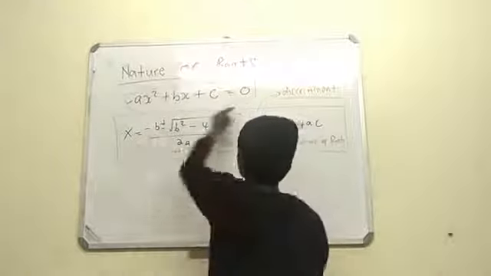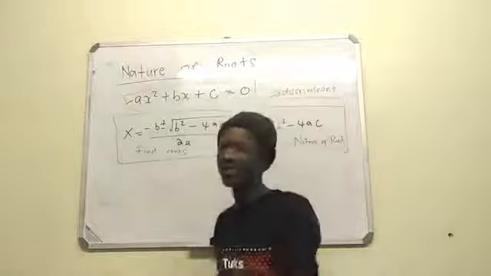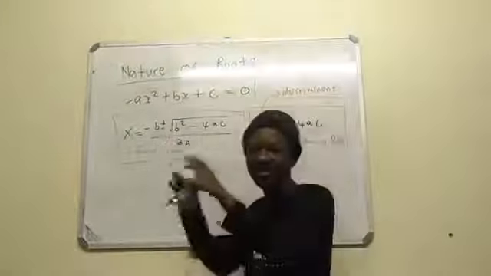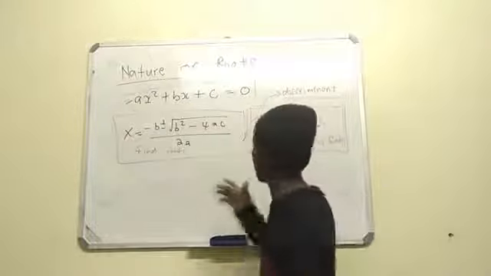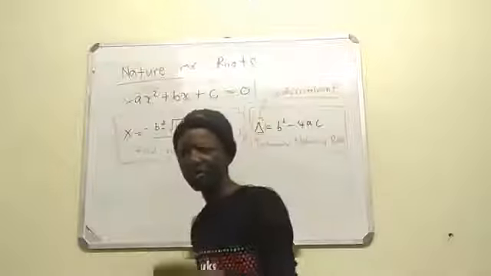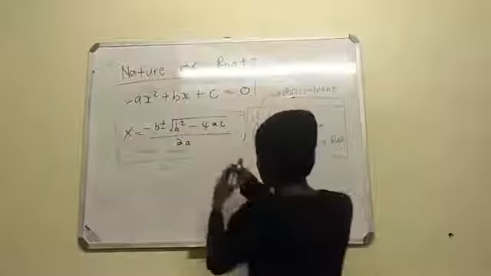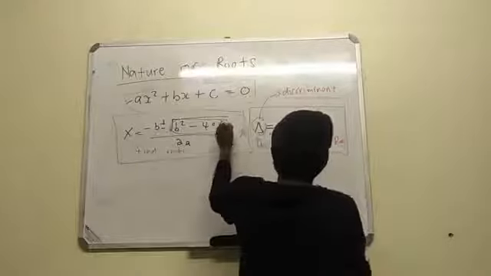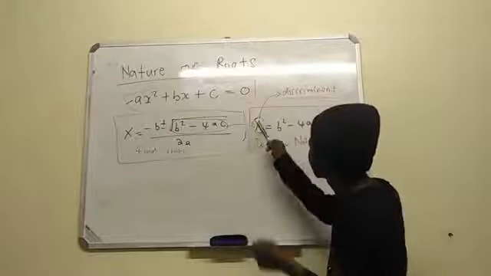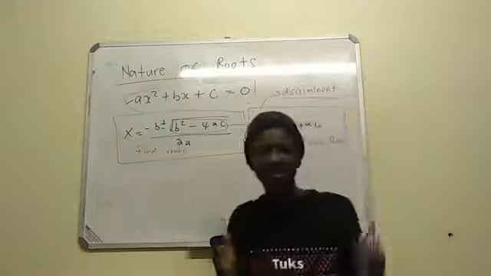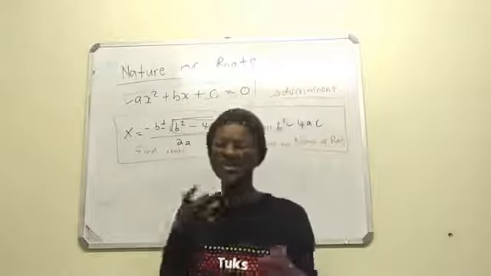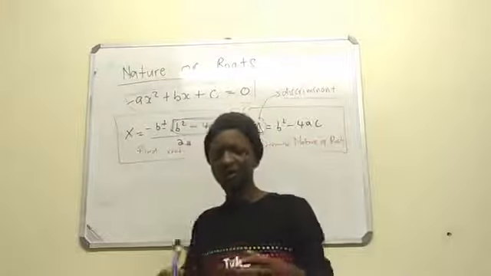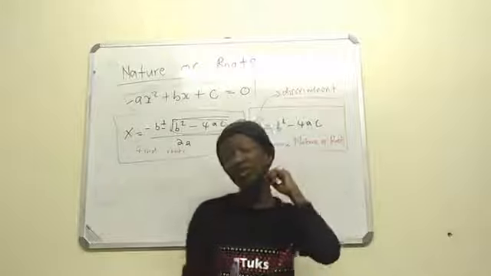If you want to find the roots of any given quadratic equation, we can use this formula. But if we want to know the nature of the roots, we basically use what is inside the square root. This one is what we call the delta, also called the discriminant. So we are going to use the discriminant to determine the nature of the roots.